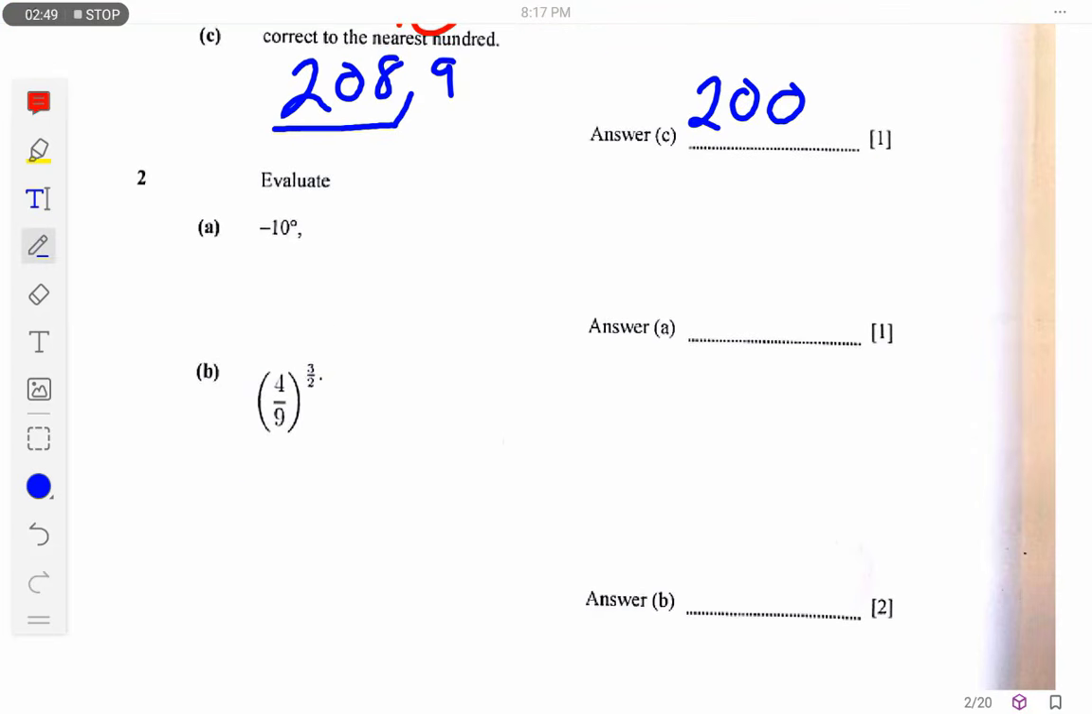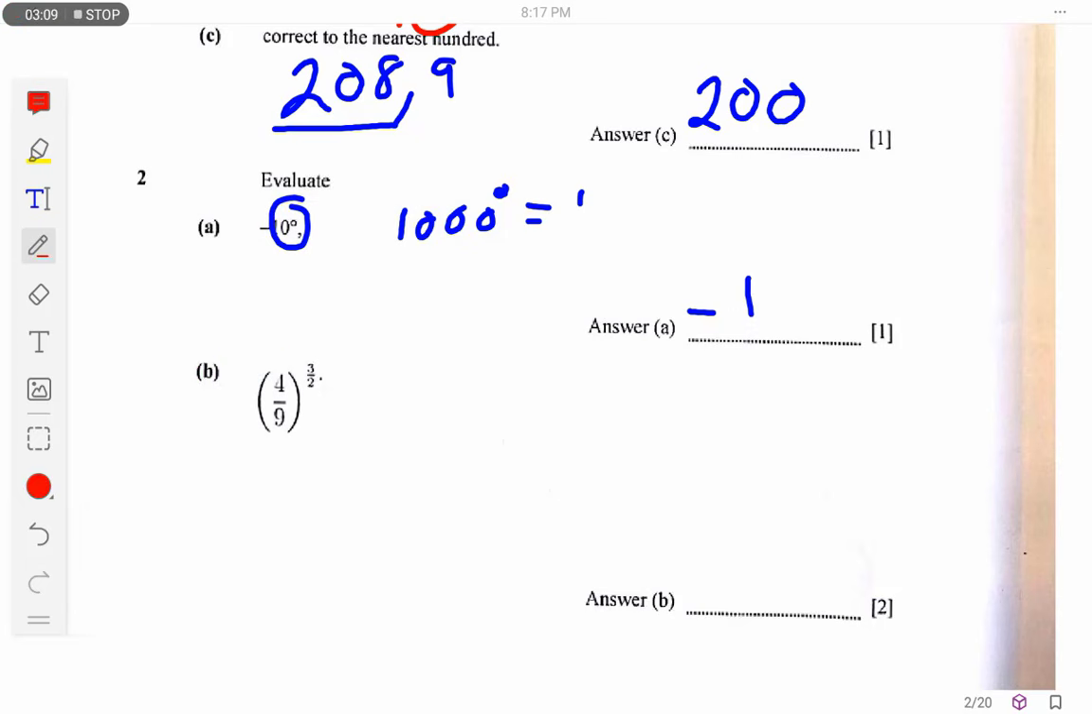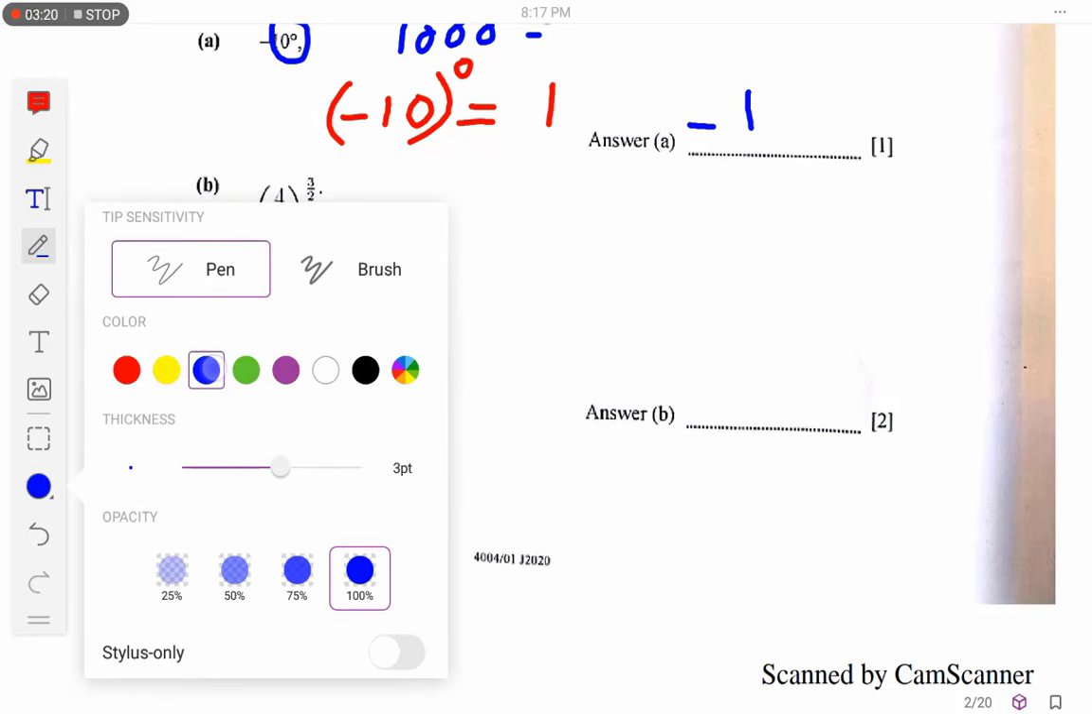Any number to the power of 0 is 1. 1000 to the power of 0, we get a 1. But now our question has got a minus there, which is outside the power. So our answer is going to be minus 1. If our question was like this, minus 10 to the power of 0, we were going to get a positive 1. That's the difference there. Let's move on for the sake of time.